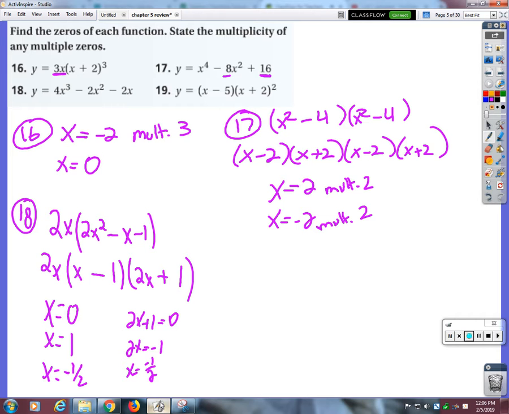Okay, Brianna, number 19 is an easy one. It's already factored for us. What are the two answers? Perfect. Okay. Questions about that? Any of those four? Okay.